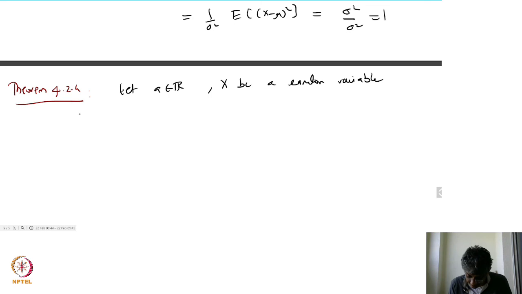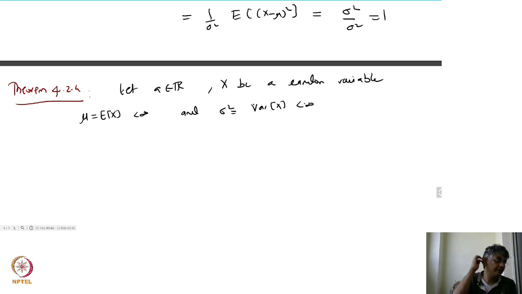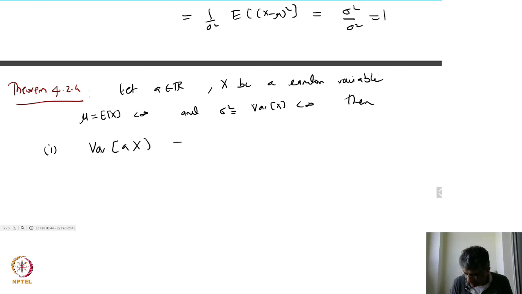Such that mu is equal to E of x is finite and sigma squared, the variance of x, is also finite. Then, the first result is that if I scale x by a, the variance scales by a square.